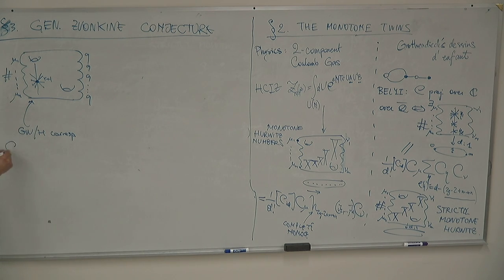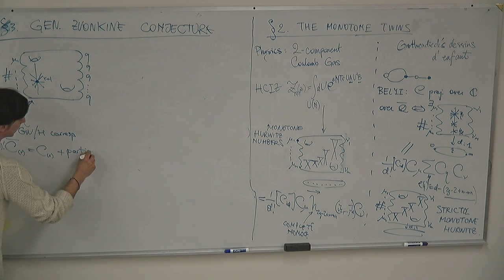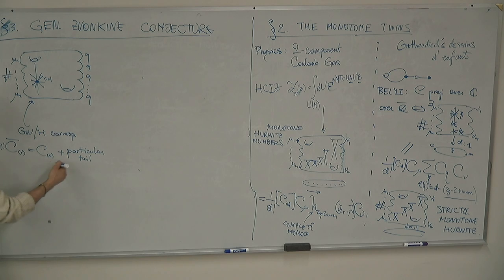So the completed cycle, (r minus 1) factorial times the completed C_r, is equal to C_r plus a certain tail, a particular tail of elements like that, but of lower order. So this one belongs to S_r, and then the other ones will belong to S_r' with r' smaller than r, multiplied by some rational numbers.